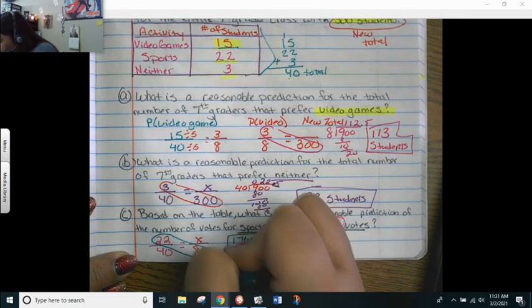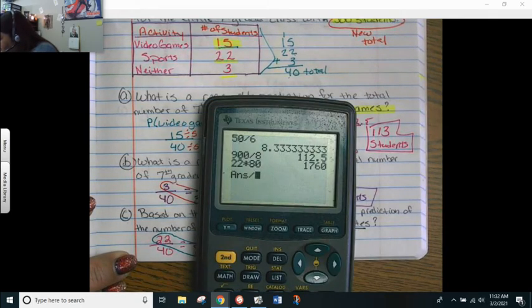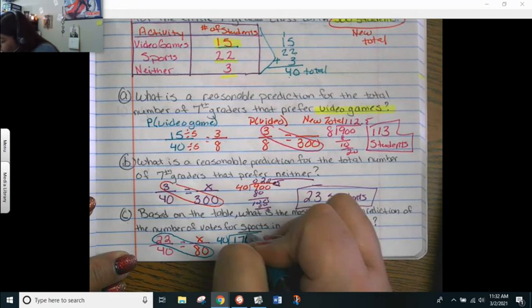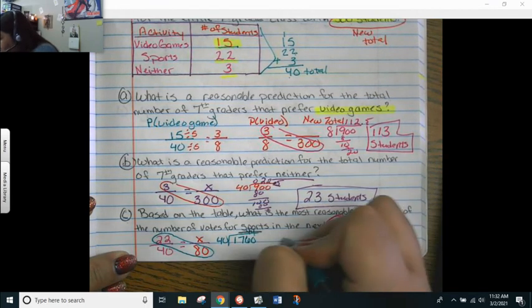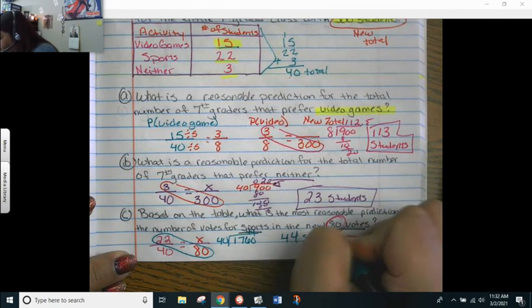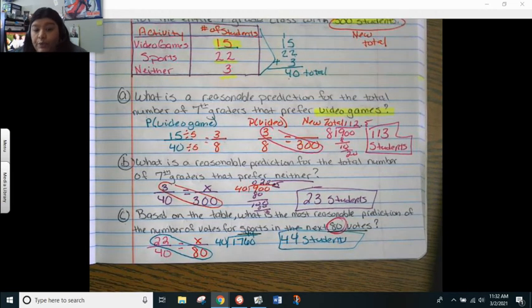And we're going to divide that by the 40. Divided by 40 will give you 44. That came out perfect. Okay. So we can predict that 44 students out of 80 will choose sports as their favorite. Okay, so once again, to solve these, set up the initial probability, then use a proportion to solve.